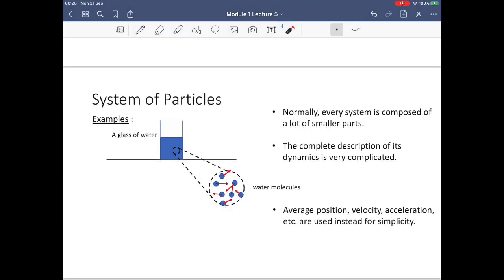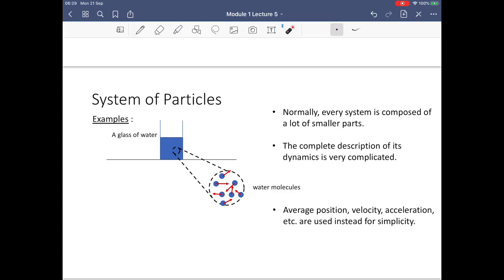First of all, what is the system of particles? So a system of particles is just like the name suggests. It is a system that is composed of a lot of particles. And actually, a lot of systems in nature are systems of particles.